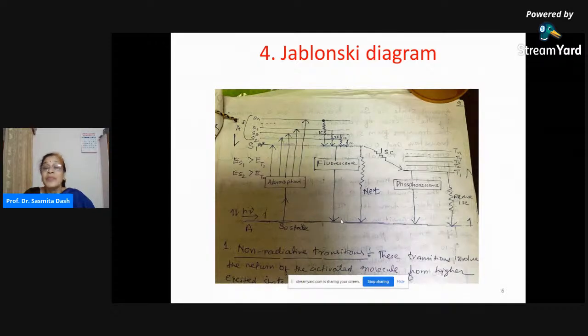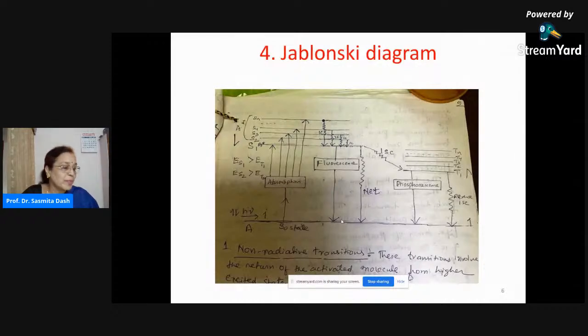As we know, in all chemical reactions, they will always have a tendency to come to a low energy state, which is more stable for them. So they will be very much comfortable. The molecule will be comfortable in a low energy state.